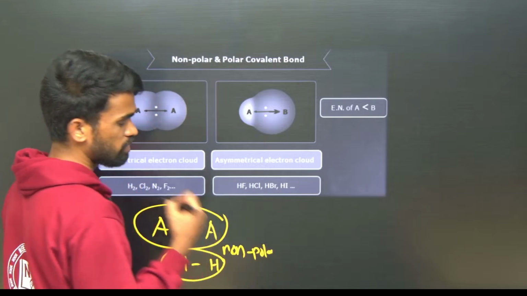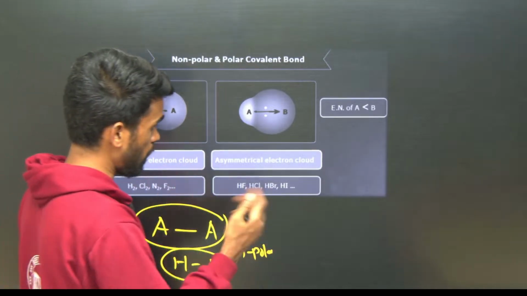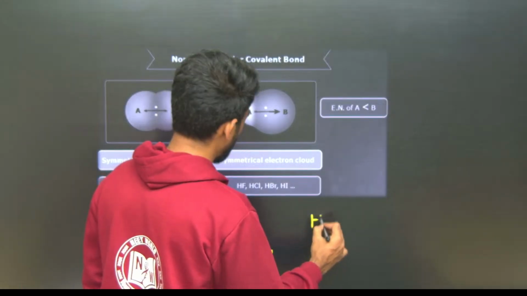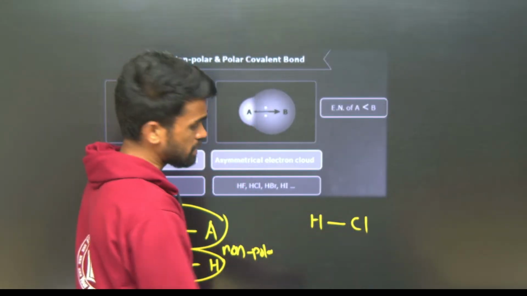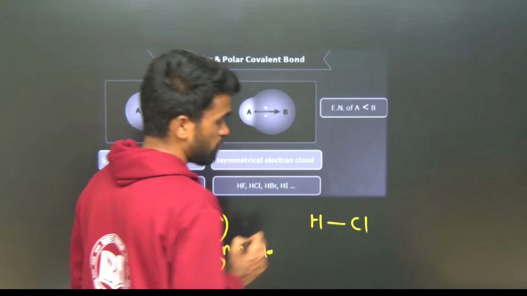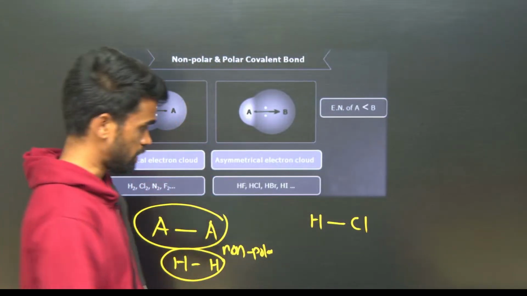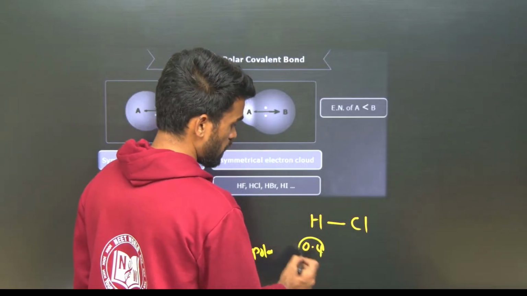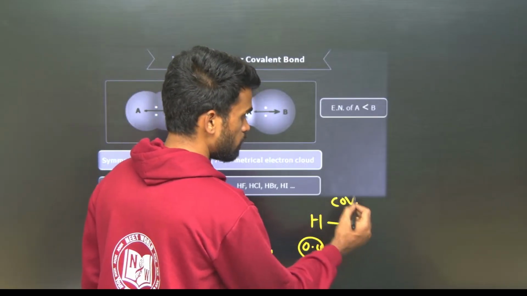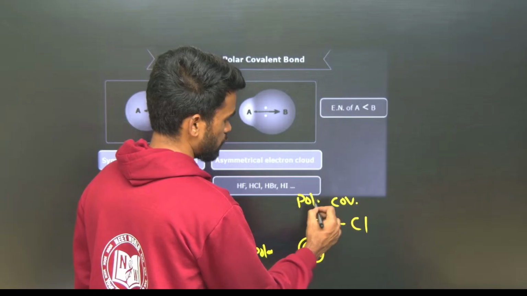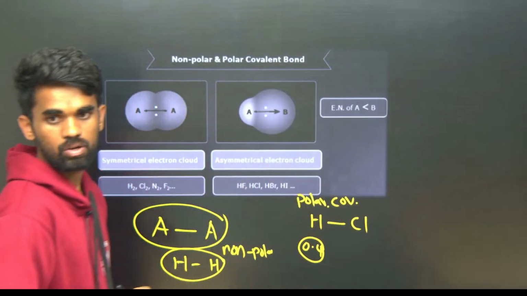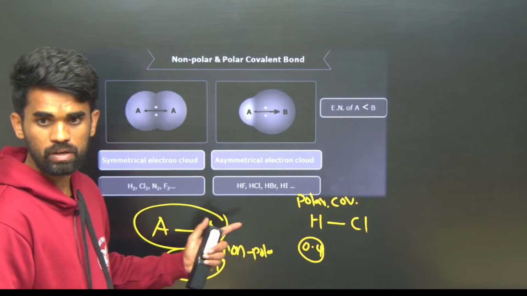Whereas if there is some electronegativity difference, for example HCl. This is a covalent bond, but the electronegativity difference between hydrogen and chlorine is a larger difference. It is greater than 0.4. Therefore, it's a covalent bond, but polar covalent. You got the difference, polar covalent and non-polar.